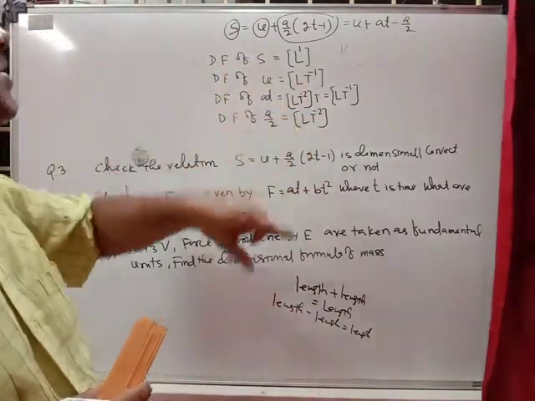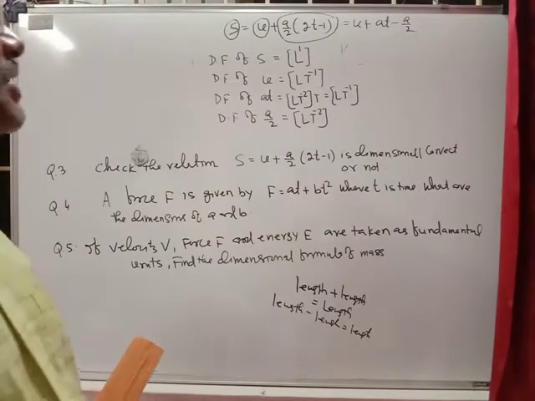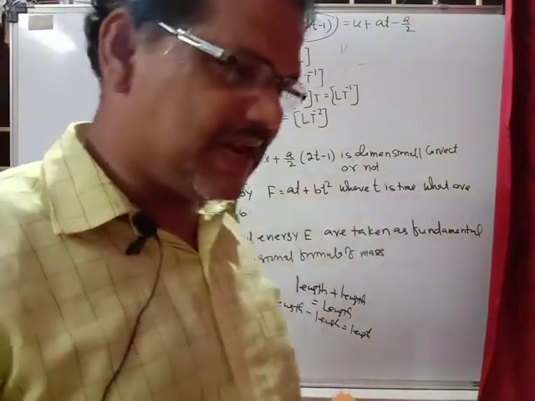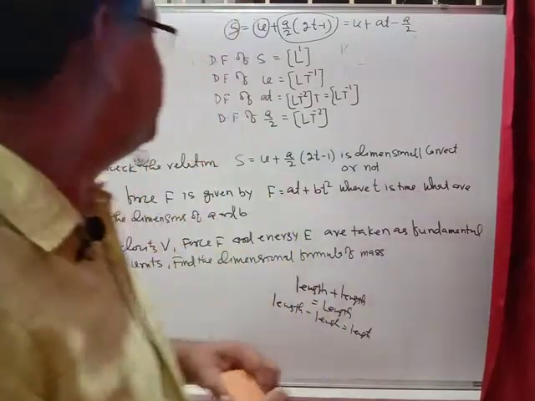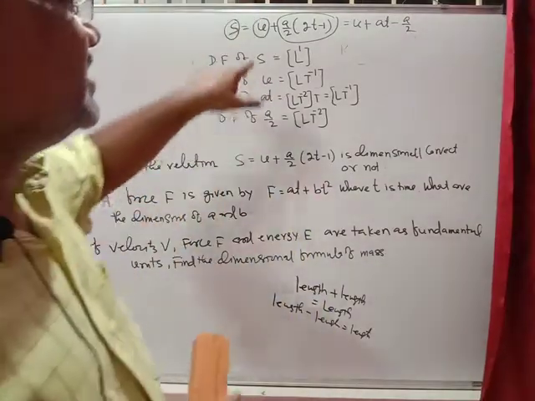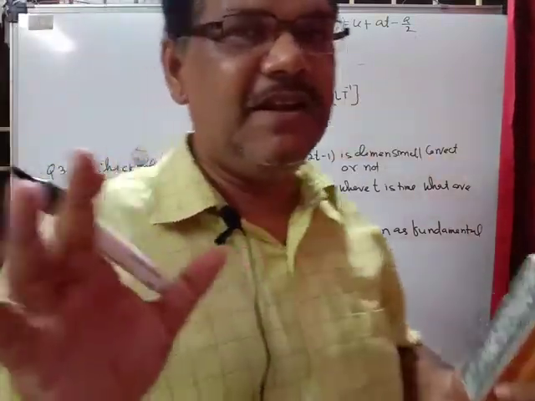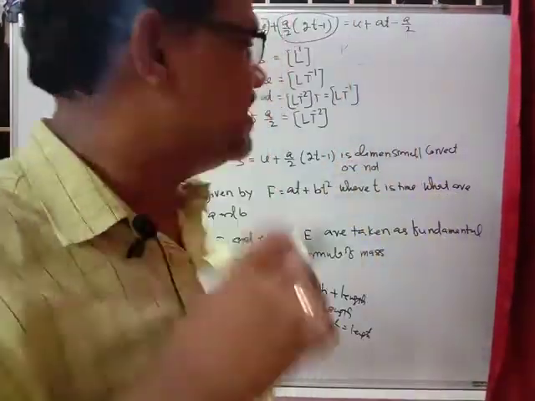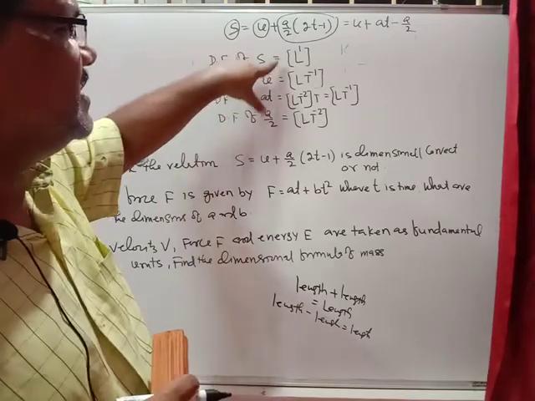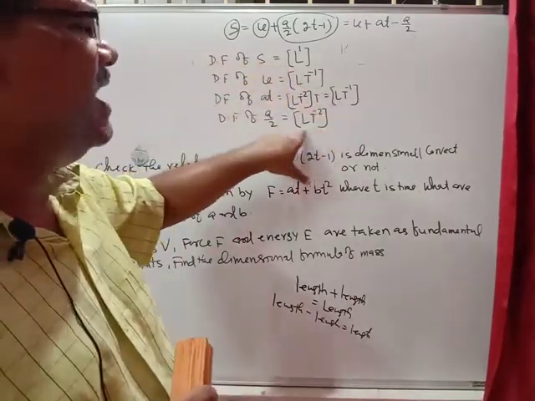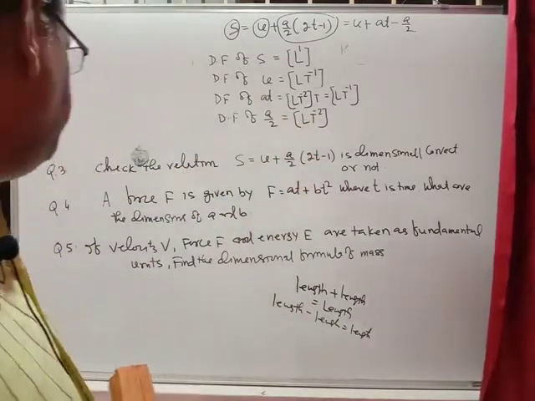So all the terms you are finding are not having the same dimensional formula. So the relation is dimensionally incorrect. Actually, this relation is correct, but dimensionally it is not correct. It is a special type of question. LT minus 1, LT minus 1, LT minus 2. So we can tell that it is not dimensionally correct.